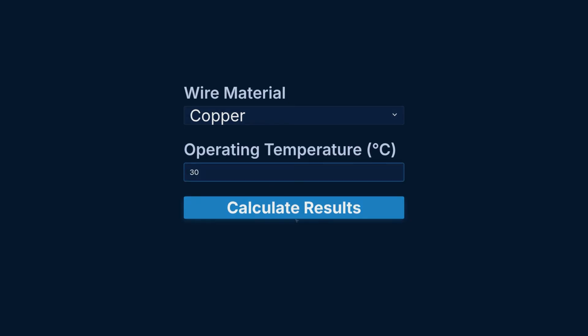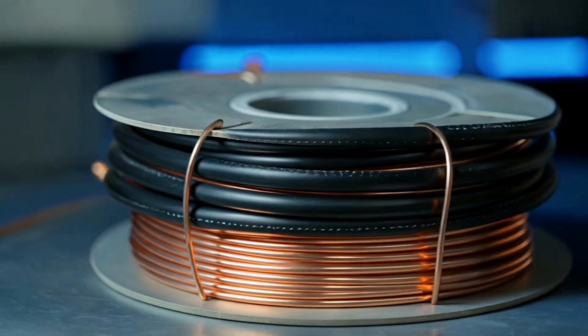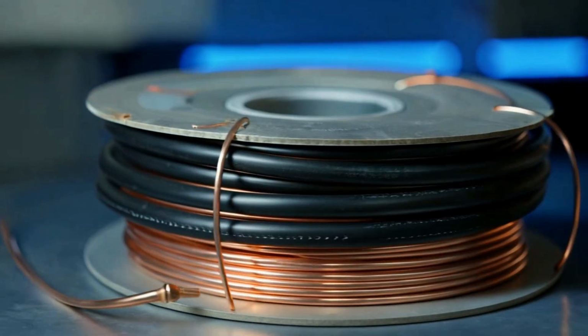Click Calculate Results. The calculator determines you need 6 AWG copper wire to maintain voltage drop under 3%. It also shows actual voltage drop, power loss in watts, and efficiency percentage. Remember, always account for derating factors based on ambient temperature and conduit fill when making final wire selections.